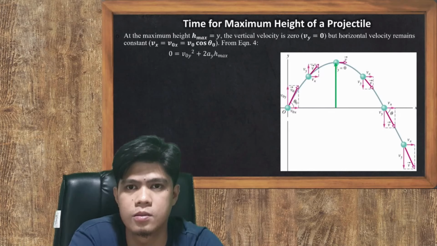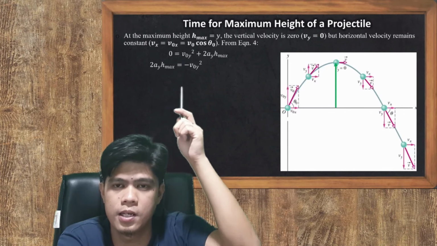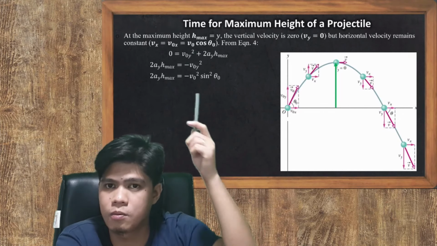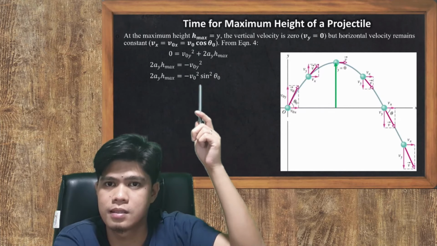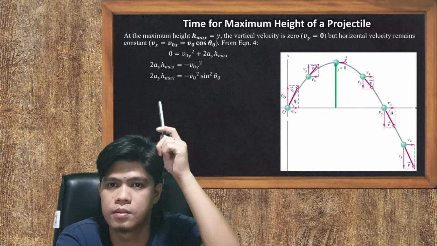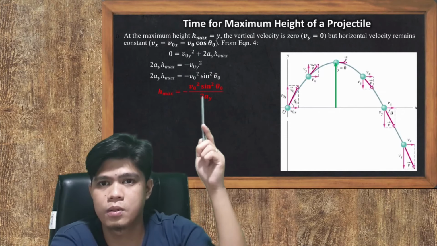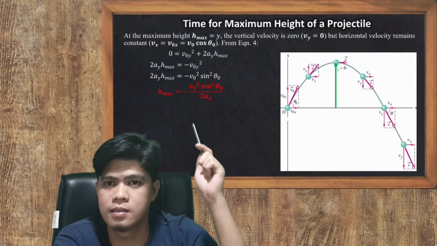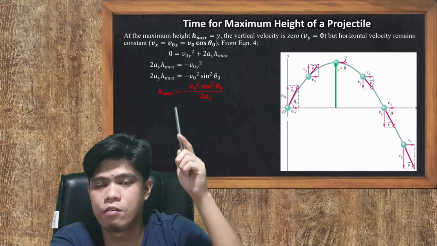So we can rearrange this equation, and our 2 ay h max is equal to negative v naught y squared. And our v naught y squared is just the y component of our v naught, so v naught squared sine squared theta. So our h max is equal to negative v naught squared sine squared theta over 2 ay. Or we can replace this by h max equals v naught squared sine squared theta over 2g.